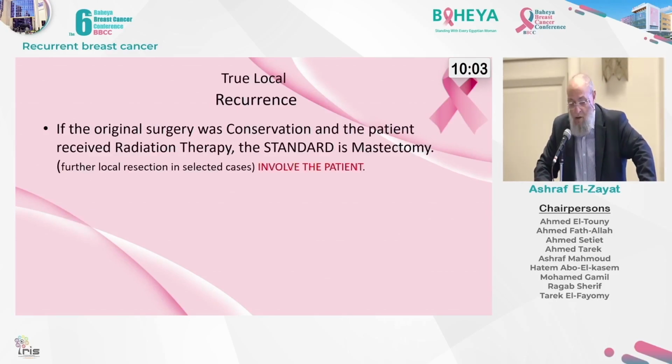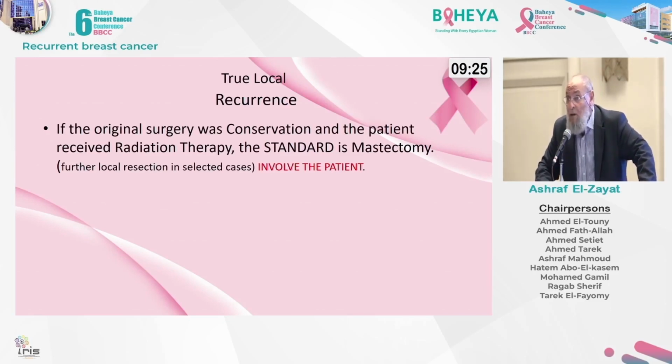The two local recurrence here. If the original surgery was conservation and the patient received radiation therapy previously, we all agreed yesterday that the standard is a mastectomy. Although in specific situations, further wide excision without mastectomy is possible. When you have a patient at the age of 70, 72, with a very transparent see-through breast, and you have a small lesion right at the scar, and you discuss with the patient the management plan, mastectomy, they're not going to be happy with it, a lot of them.